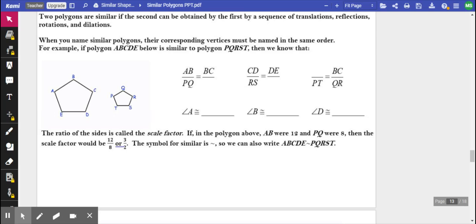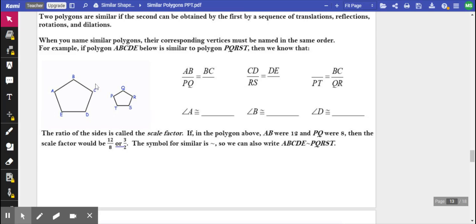And at the top, it reads, 2 polygons are similar if the second can be obtained from the first by a sequence of translations, reflections, rotations, dilations. And that is essentially what we're building off of from our last unit. And that's something to keep in mind as we go. So we're just looking first to name everything in the correct manner.